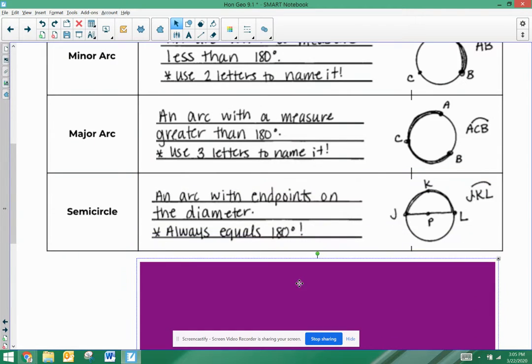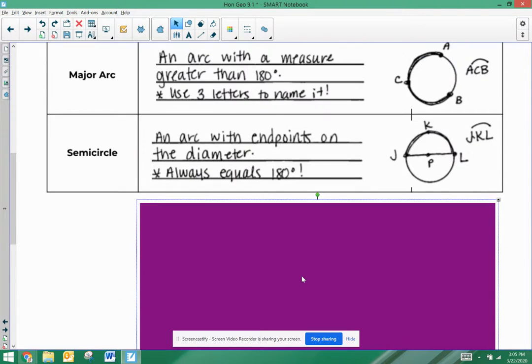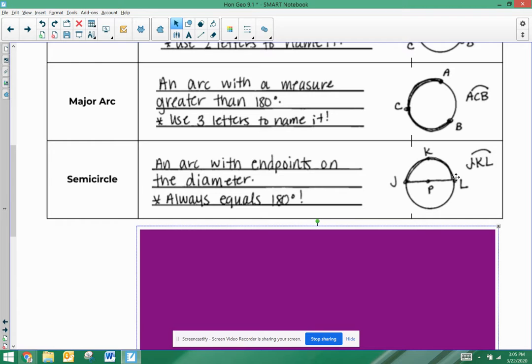And then finally, a semicircle is an arc. So when we talk about the semicircle, we're talking about the arc that has endpoints on the diameter. And a semicircle is 180 degrees. And again, we would use three letters for that.